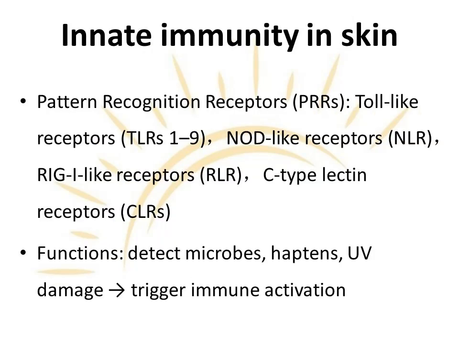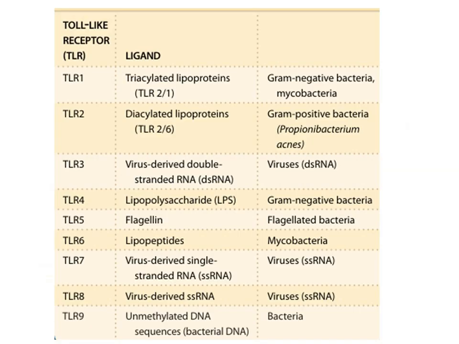Innate immunity in skin. The skin expresses a wide variety of pattern recognition receptors, PRRs, that detect danger signals from pathogens or tissue injury. These receptors are found on keratinocytes, dendritic cells, macrophages, and other immune cells. PRRs recognize conserved molecular patterns rather than specific antigens, making them crucial for innate immune activation. Major classes of PRRs are Toll-like receptors, NOD-like receptors, RIG-I-like receptors, and C-type lectin receptors.